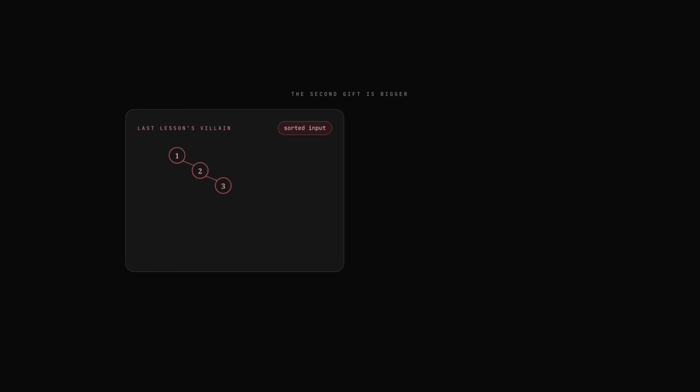And the second gift is bigger. Last lesson's villain was the degenerate case. Sorted input and the tree collapses into a height-n chain with every invariant intact. A heap cannot do that.